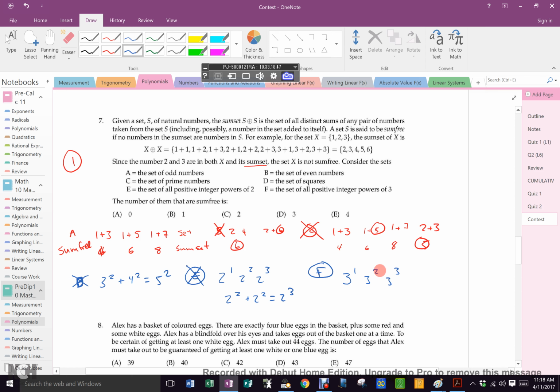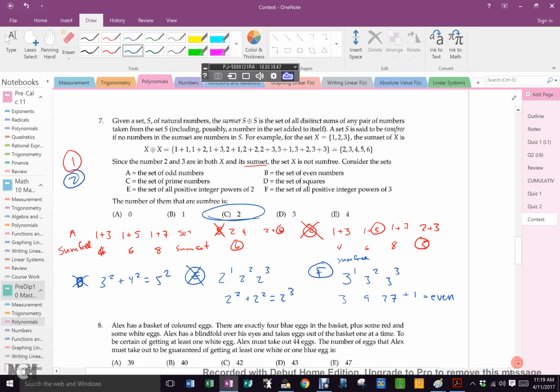But I've got to remember that every one of these is odd: 3, 9, 27. If I add two of them, I'm going to get an even number, and I don't want to have that. I can't have that. So this is sum free. So that's the second one.